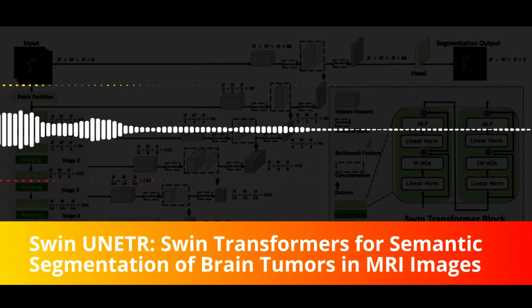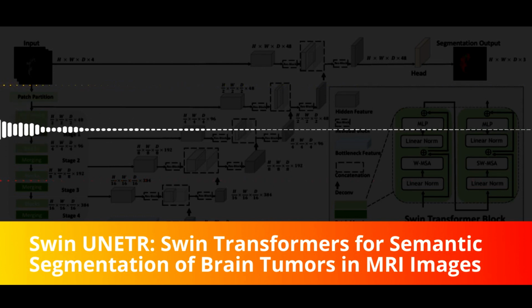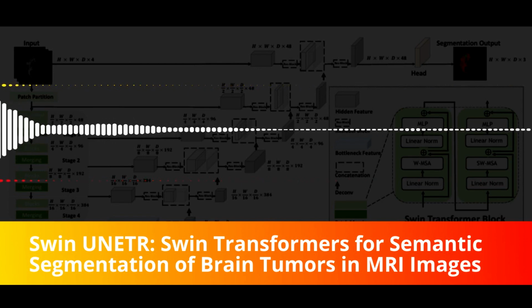And Swin UNETR participated in 2021. How did it do? It performed extremely well. In the validation phase, it ranked among the very top approaches submitted. Wow, okay. And how did it compare directly to some of the previous winners or strong contenders? You mentioned SegResNet and UNETR TransBTS. Right. They did a detailed comparison using 5-fold cross-validation on the training data. And Swin UNETR came out on top.